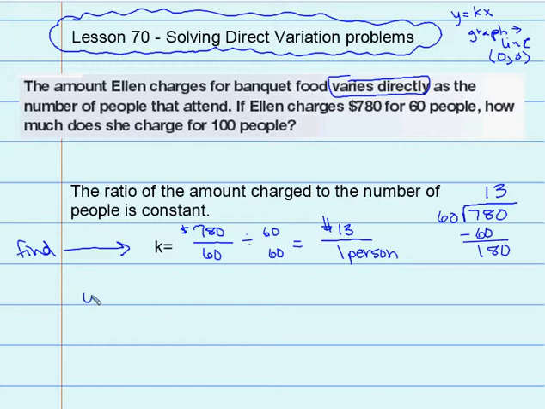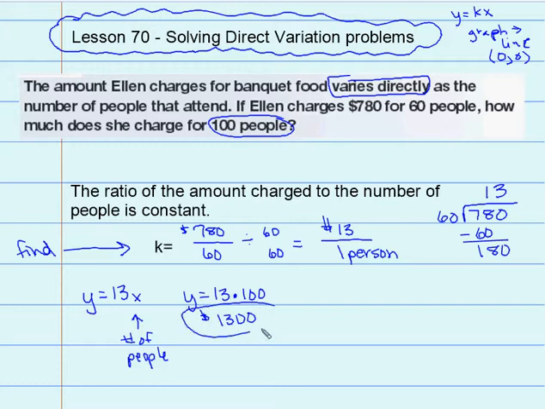So your equation then becomes y equals 13x, and x is the number of people. So how much does she charge for 100 people? We'd have y equals 13 times 100, which then would be $1,300.